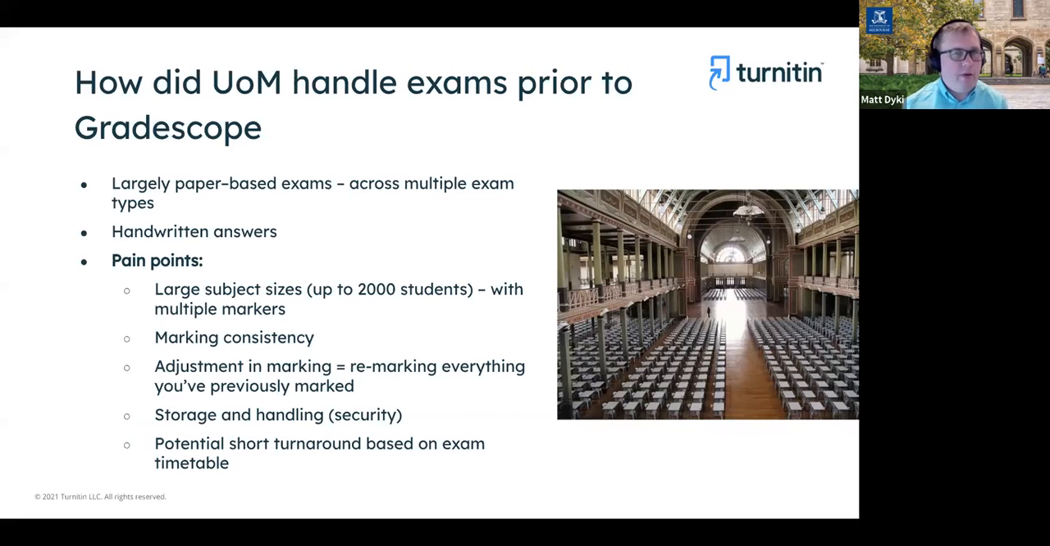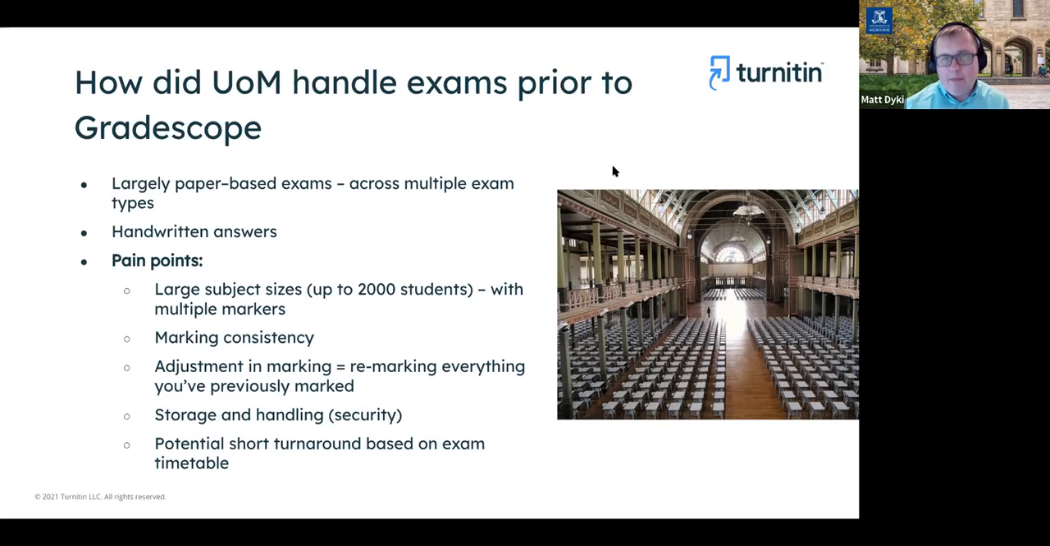So therefore, we had to have multiple markers. There's no way any one person could mark 2,000 papers without it being purely multiple choice. So we might have had 2 or 3 markers even marking the same question, which meant across the paper we might have had 30 or 40 people involved in marking, and 20, 25 being quite common. So with that many different markers and different people marking the same question, marking consistency was always a concern. Have the markers been consistent with themselves? Have they been consistent with each other? So it was always a bit of a problem.